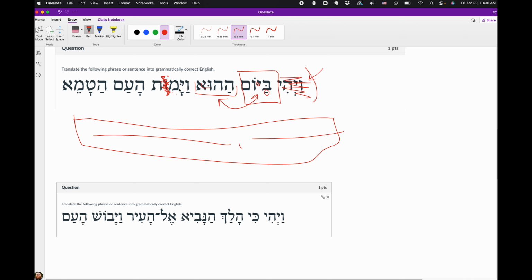Yeah, I think it probably is. I say it might be qibbuts because we've got the shureq here, and so sometimes the shureq will go to qibbuts, but that's the good news about learning to read Hebrew is you don't have to learn how to spell Hebrew. You just have to learn how to read it, right? So that is the error here, is that this vav, the shureq here, should be probably a holem.